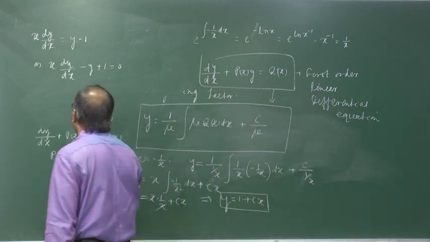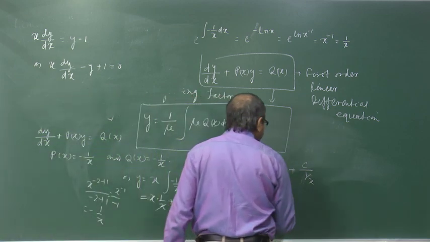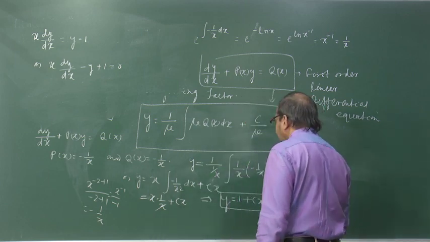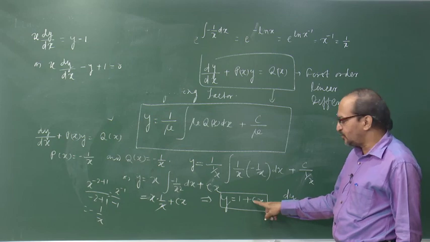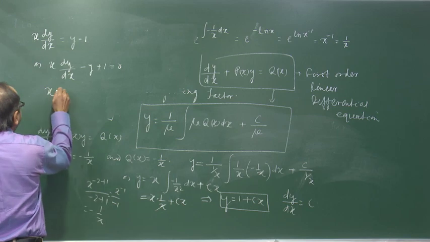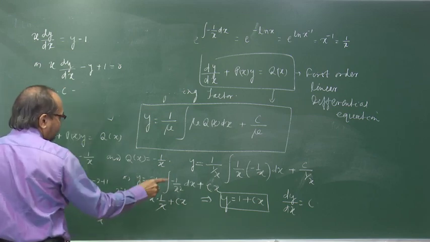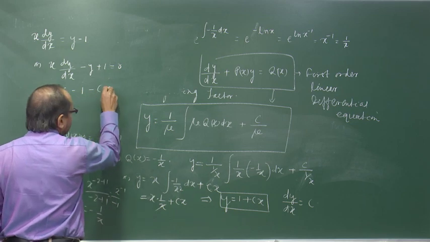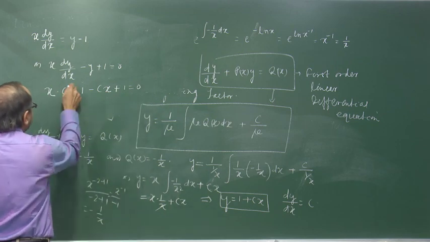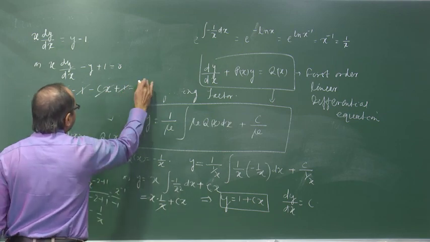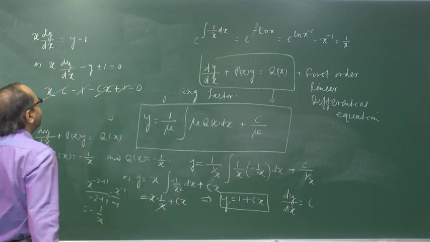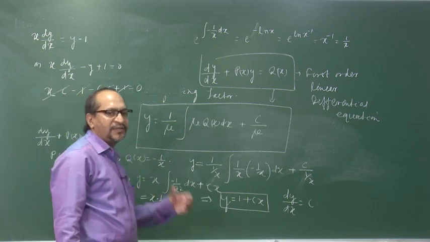So, if we put y is equal to 1 plus cx, what will be dy by dx? dy by dx is equal to c only, because the derivative of 1 is 0 and the derivative of cx is c. So, we get x into c minus y, which is 1 plus cx, plus 1 is equal to 0. So, cx minus 1 minus cx plus 1 is equal to 0, and we have to prove that this is equal to 0, and we see that this is equal to 0. So, it satisfies the differential equation.